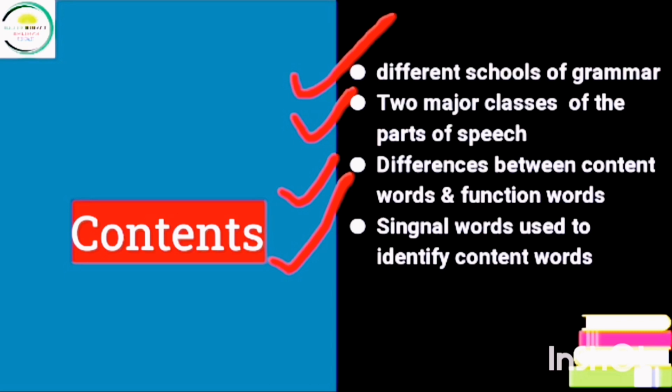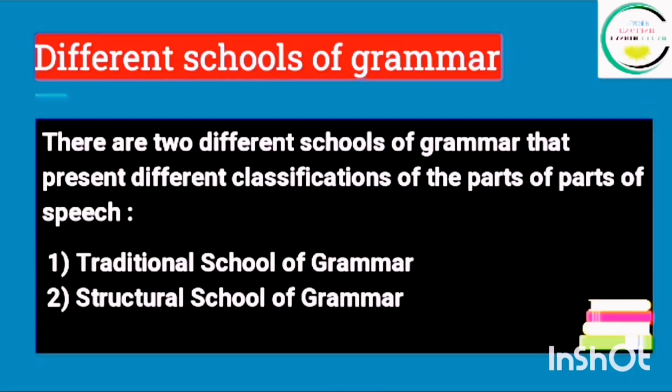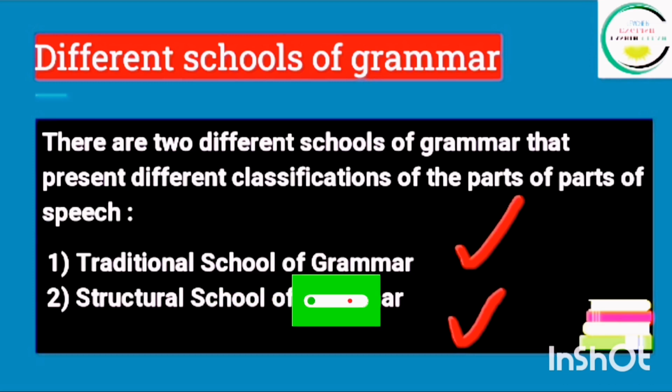Let's first of all discuss the different schools of grammar. Keep this in mind, we have 2 different schools of grammar in linguistics. Number 1 is the traditional school of grammar and second is the structural school of grammar. These 2 different schools of grammar have different views and ideas about the parts of speech. They see the parts of speech from different angles, so that's why they present different classifications of the parts of speech.